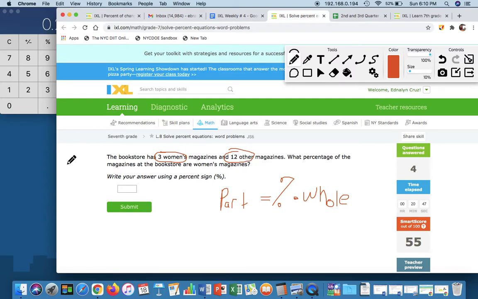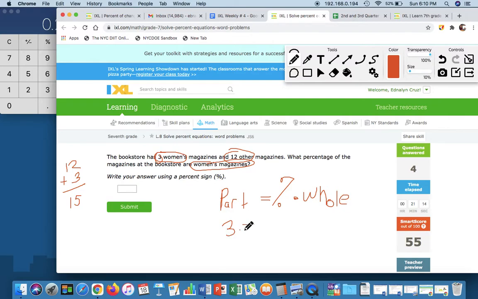So I need to know how much my whole amount is there. So I'm going to need to do on the side 12 plus 3. And 12 plus 3 gives me 15. So I have 15 total. I'm going to need that over here. Let's see what my part is. What percent of the magazine at the bookstore are women's magazines? So now I look back, women's magazines was 3. So where it says 3 here, I plug in for my part.